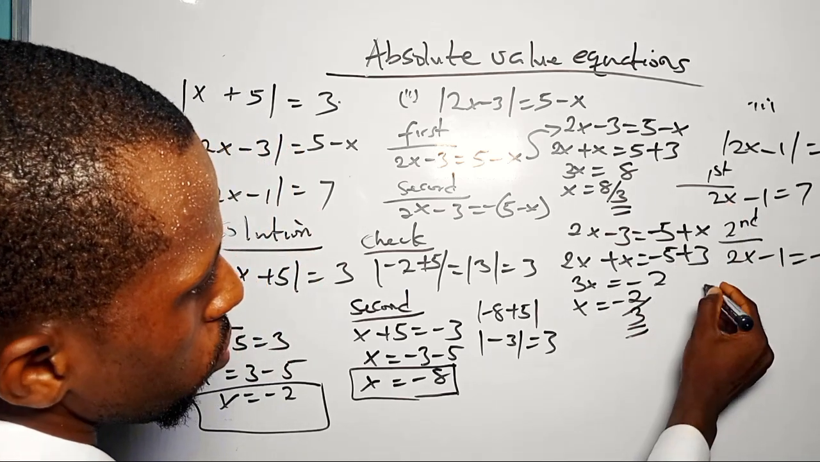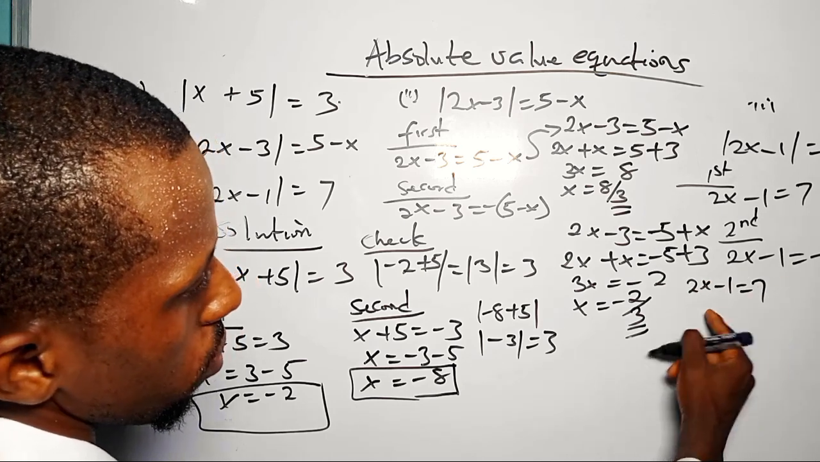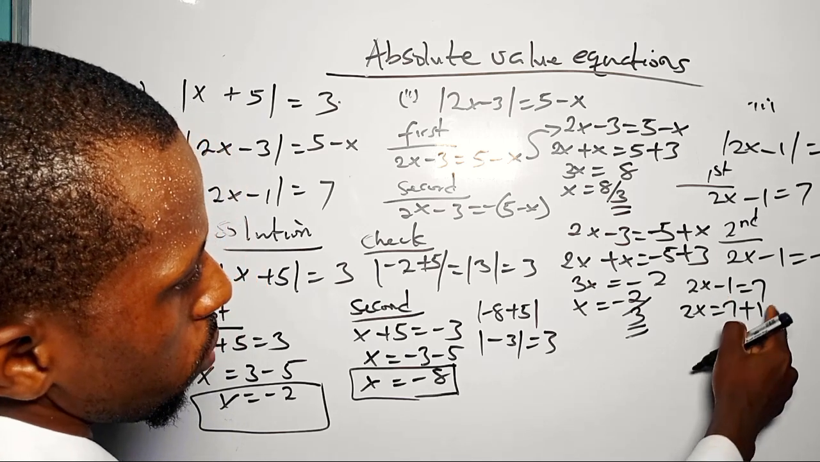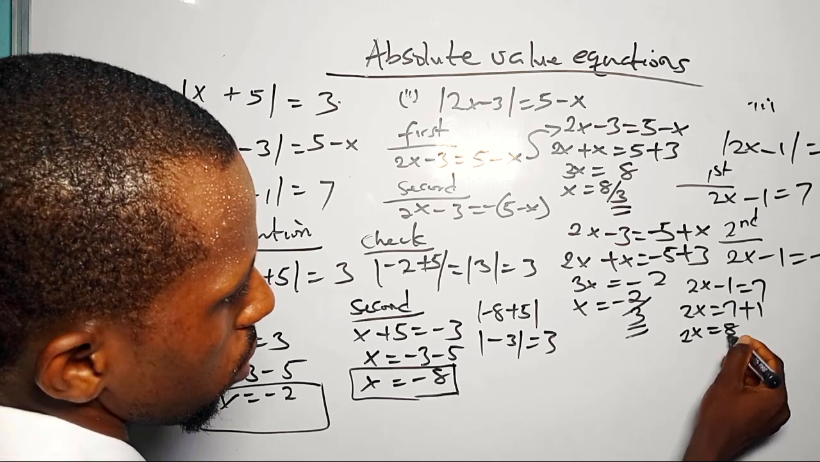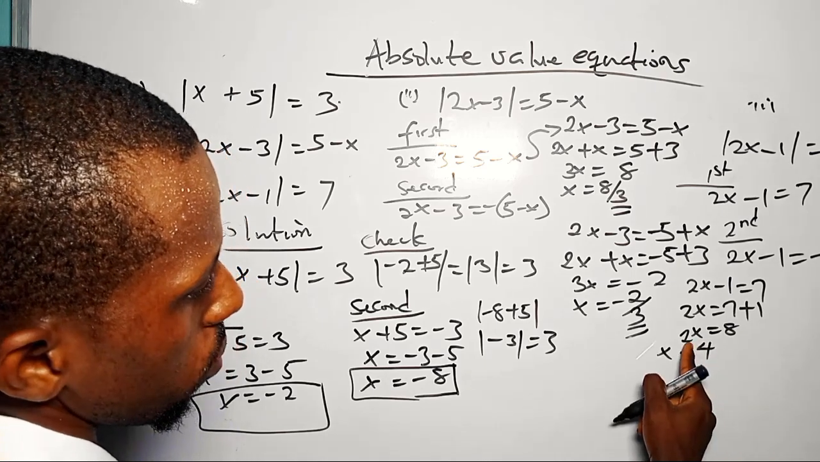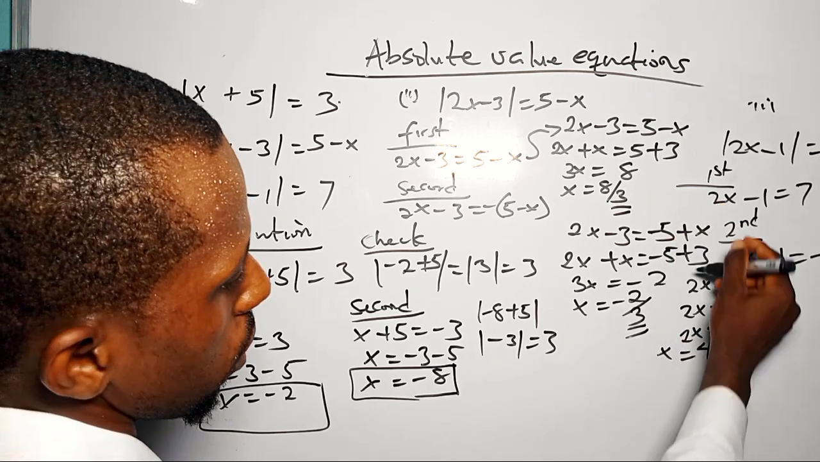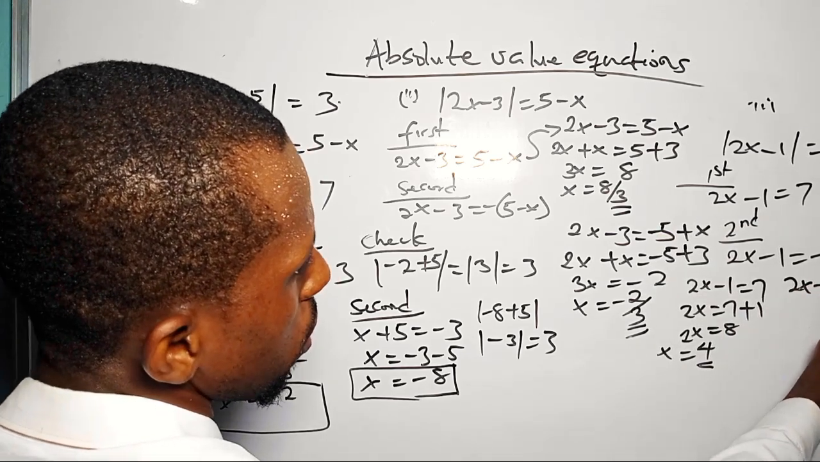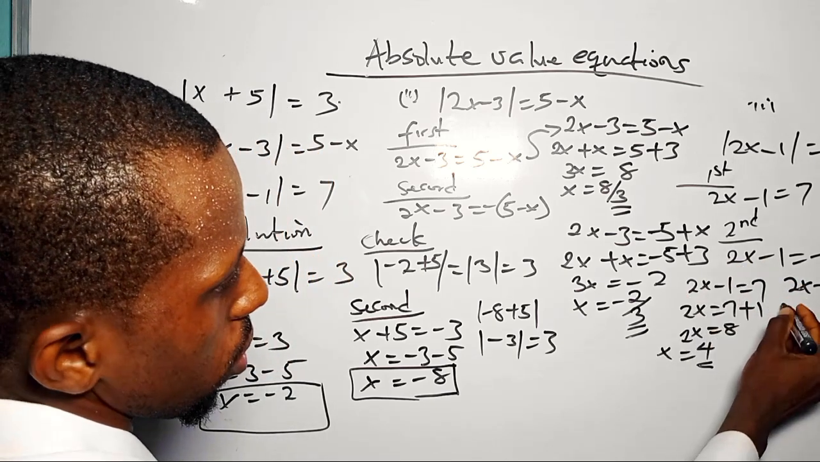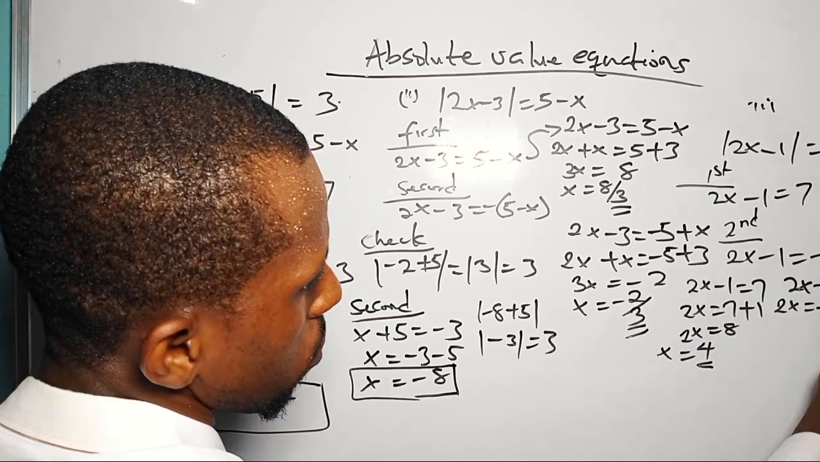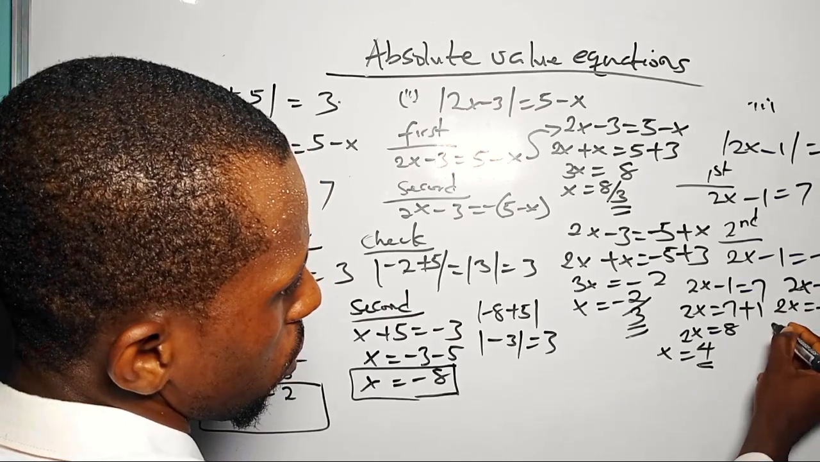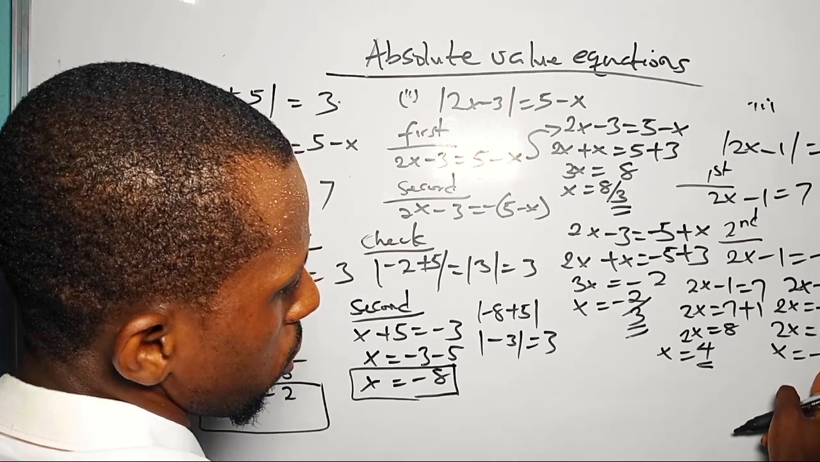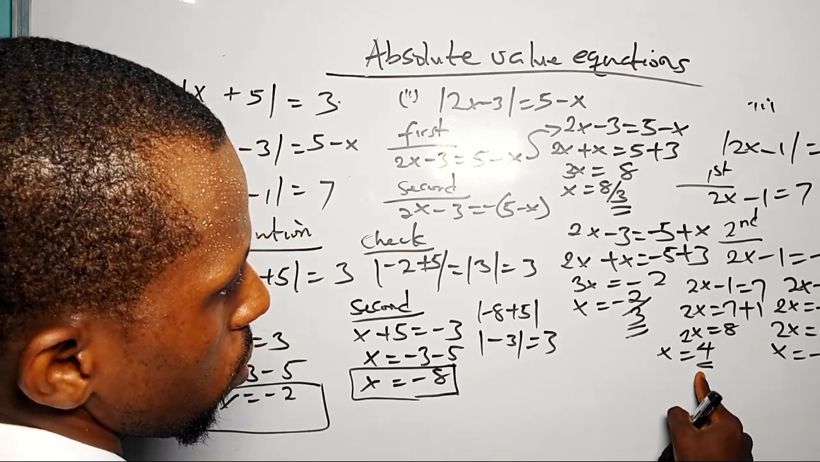So let us work with the first one. For 2x minus 1 equals 7, we add 1 to both sides, so we have 2x equals 8. We divide both sides by 2, so the value of x equals 4, which is the first solution. For 2x minus 1 equals minus 7, the second case, we have 2x equals minus 7 plus 1, so 2x equals minus 6, and x equals minus 3. So that means these are the two solutions.